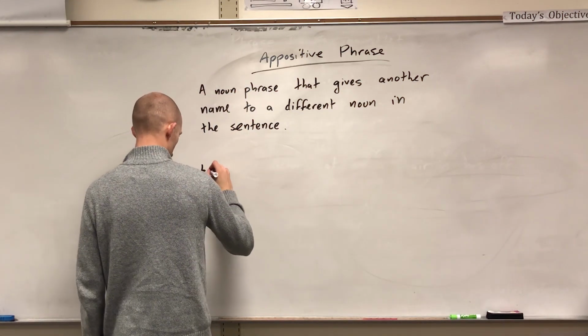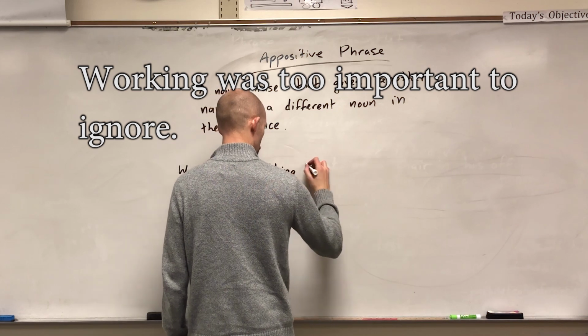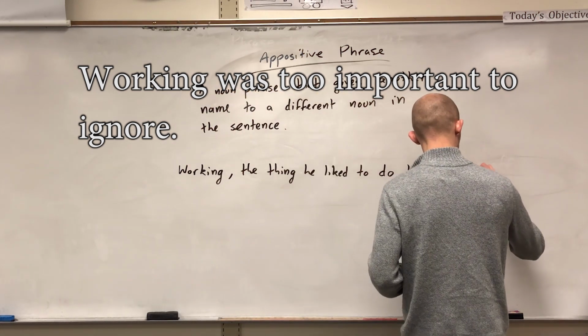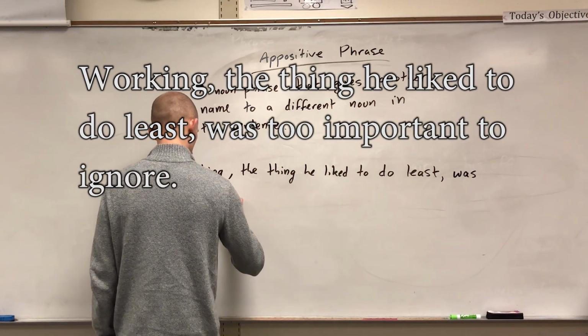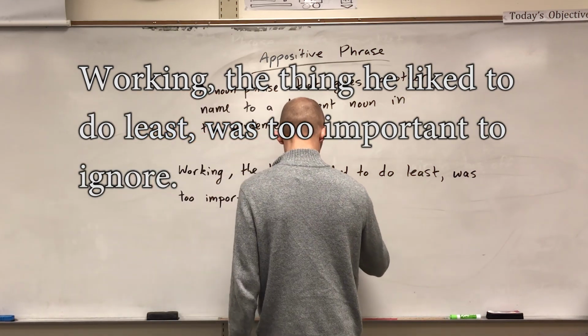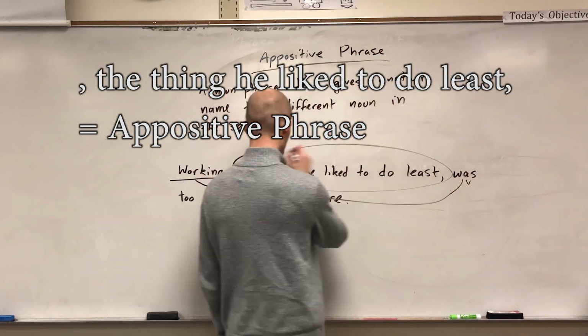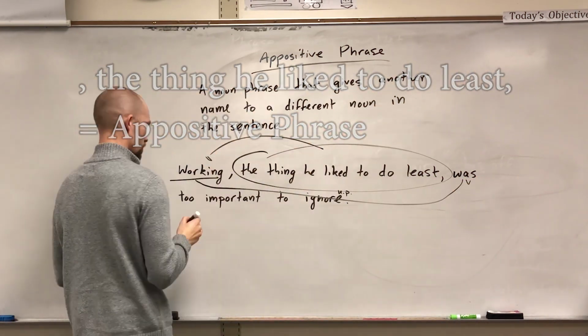Or this sentence. Working was too important to ignore. Insert another name for working now. The thing he liked to do least. Working, the thing he liked to do least, was too important to ignore. It's an advanced way to include additional detail in your sentences.